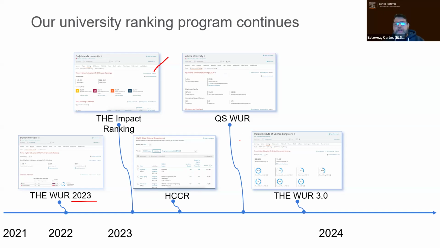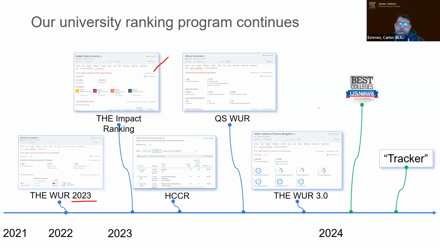And you can see the dates of other different rankings. And now, this year, we saw the U.S. News ranking join the number of rankings that are using the information on SciVal to make their own scores.